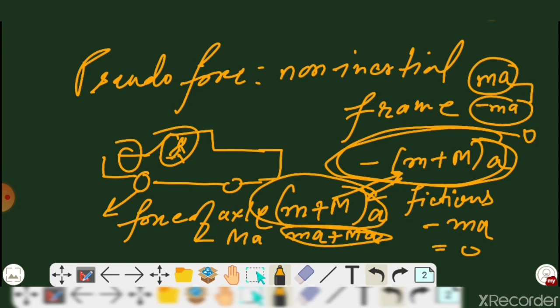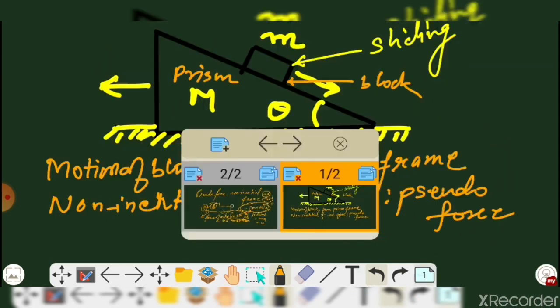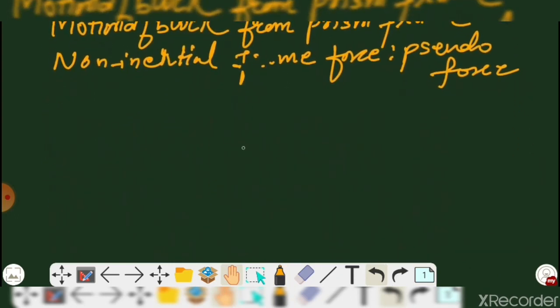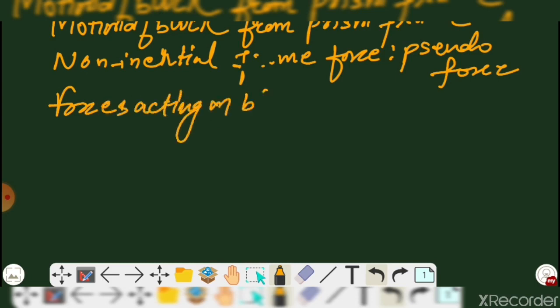So now let us move on to the question. Fine. See, here each and every part will be explained from this question. So now, first of all, the forces acting on the block. Forces acting on the block. So let us draw the diagram. This is the diagram.